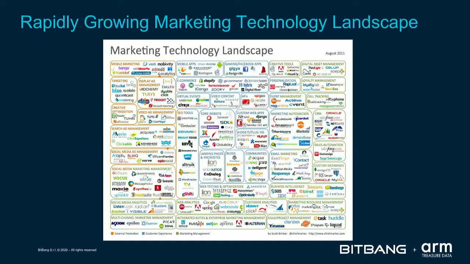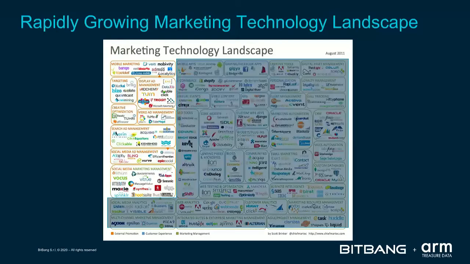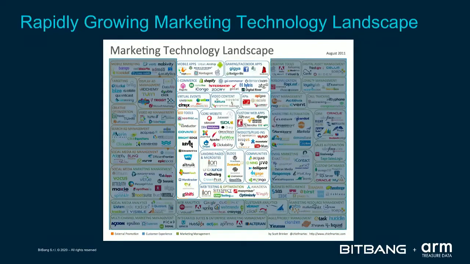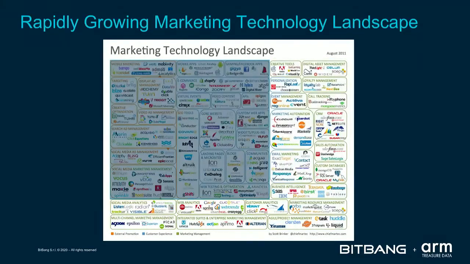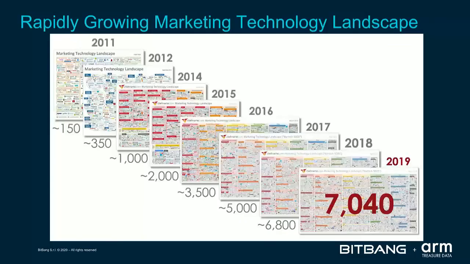I think a large cause of this is the generational shift towards technology-based marketing, which is evident through the changes made to this MarTech landscape chart over the years. This was first released in 2011 with only around 150 marketing technology vendors in total, categorized here by function. But in less than 10 years, we went from 150 vendors to 7,000 plus.